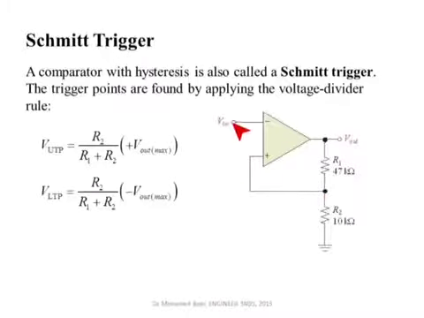So when Vn exceeds that positive number, what's going to be happening? The negative terminal will have a higher voltage than the positive terminal. Then the output will go to minus VCC. When the output goes to minus VCC, now you are comparing to a completely different voltage. You are comparing to minus VCC multiplied by R2 over R1 plus R2. You are comparing to this one.